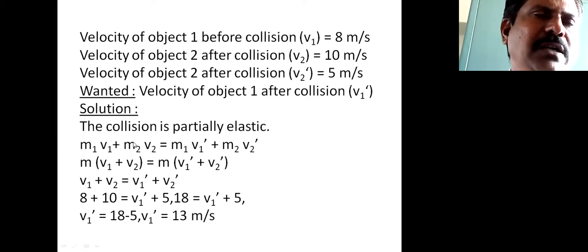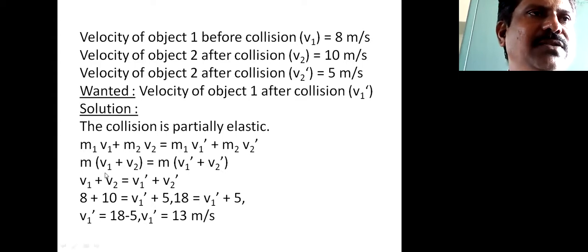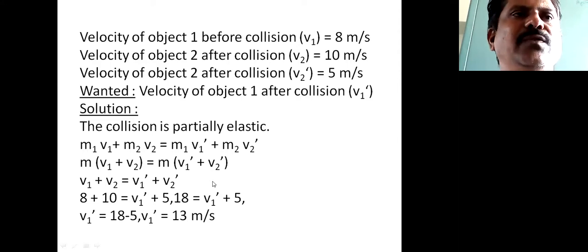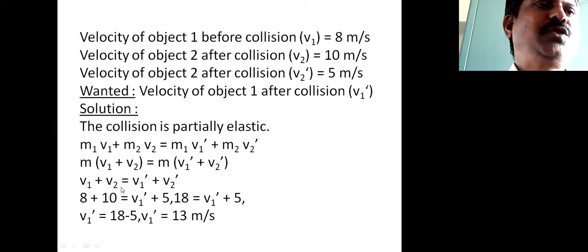So according to the law of conservation of momentum, m1 v1 plus m2 v2 is equal to m1 v1 dash plus m2 v2 dash. Here the two objects are identical in mass, so m1 equals m2 equals m. So you get m into bracket v1 plus v2 equals m into bracket v1 dash plus v2 dash. Cancelling the m terms, v1 plus v2 equals v1 dash plus v2 dash.